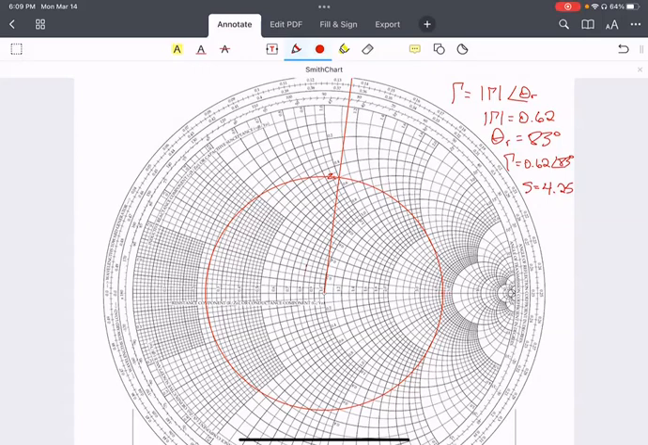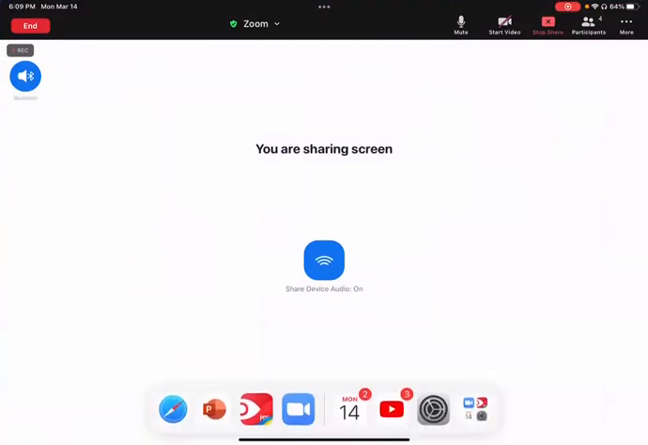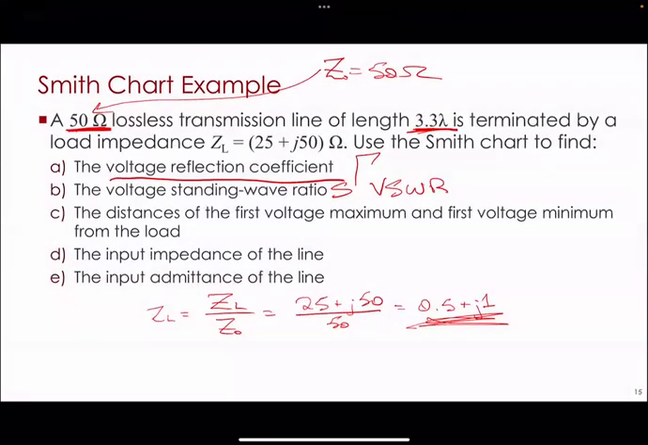That's A and B. So do we have any questions about A and B? All right, then let's step things up a little bit and do part C. The distances of the first voltage maximum and first voltage minimum from the load. I want to give you a few minutes to think about how to calculate it, and try to actually compute it, come up with some numbers for it.